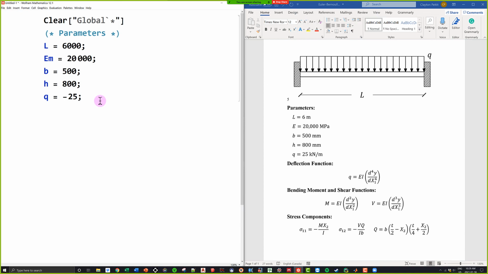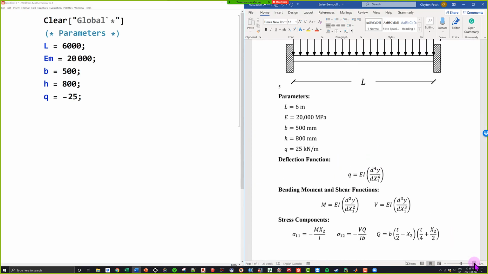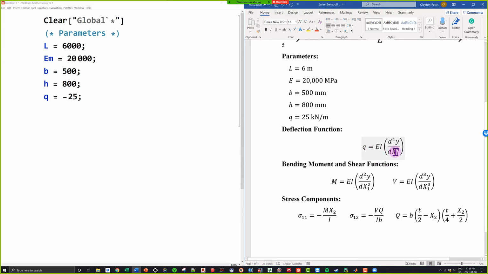Now that we have the parameters, the first thing that we do when we analyze these beams is solve that differential equation for y. So we look right here, our deflection function y is governed by this differential equation, where Q is equal to EI multiplied by the fourth derivative of our deflection function. The reason why we love Mathematica so much is it's able to solve differential equations for us nice and easy. So I'm going to type in differential equation, showing you what exactly my steps are.